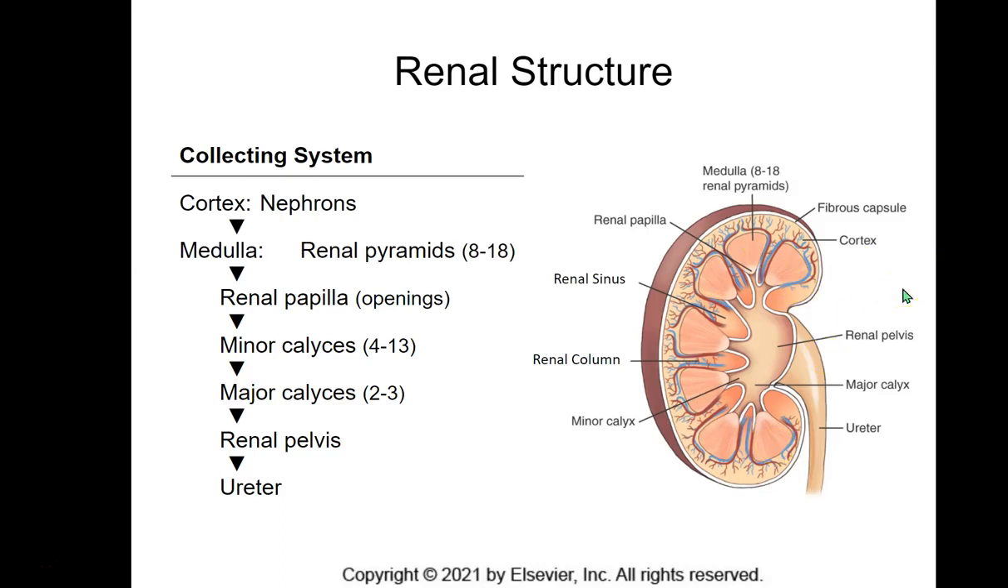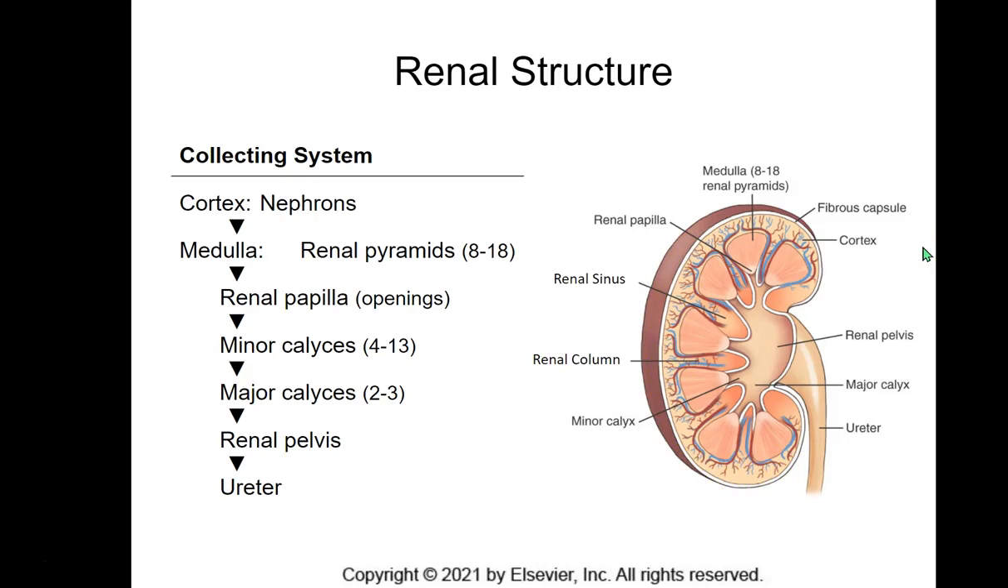And within the medulla, there are approximately 8 to 18 cone-shaped masses called the renal pyramids. And that is what you see here. Each one of these is a renal pyramid. This part of the kidney is called the medulla. Remember, outside the medulla is called the cortex, and then the fibrous capsule is on the outside of the cortex, kind of surrounds the whole kidney.